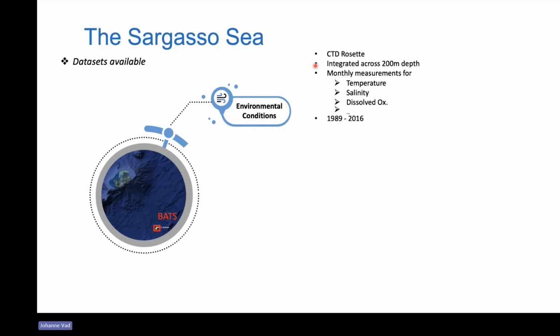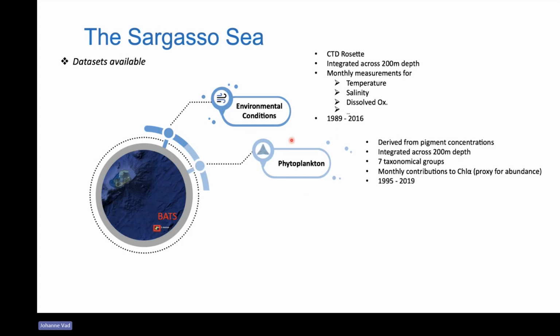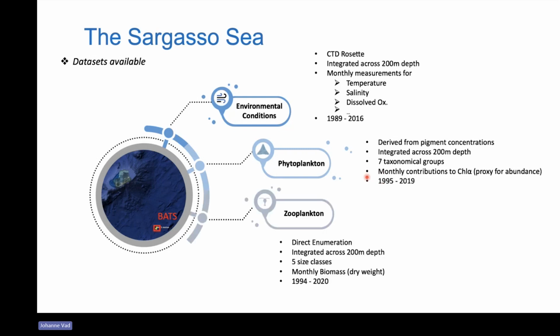We looked at CTD casts collected between 1989 and 2016, where we got monthly measurements of temperature, salinity, dissolved oxygen, etc. We also analyzed some phytoplankton data. I derived some abundances from pigment concentrations, available between 1995 and 2019, and that gave us a proxy for abundance for 7 taxonomical groups. And finally, zooplankton. We had access to direct enumeration for 5 different size classes, which gave us monthly biomass between 94 and 2020. You can see how our datasets don't fully fit the same temporal resolution, but there is a good chunk of years that are common between them, which allows us to compare and contrast the changes that have happened in each of these datasets.